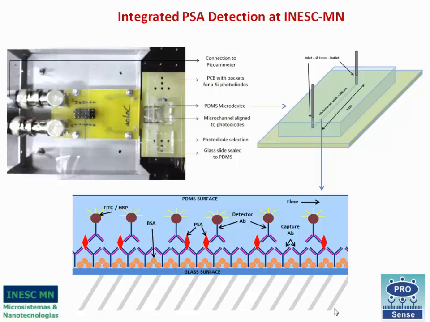These detector molecules, as I showed, can use either a fluorescent or a chemiluminescent methodology to be implemented with these photodiodes. But one advantage of the chemiluminescent detection mode compared to the fluorescent or the colorimetric is that we can avoid an external light source.